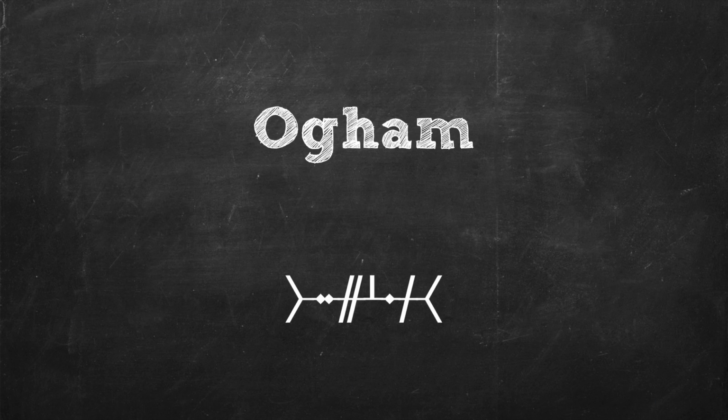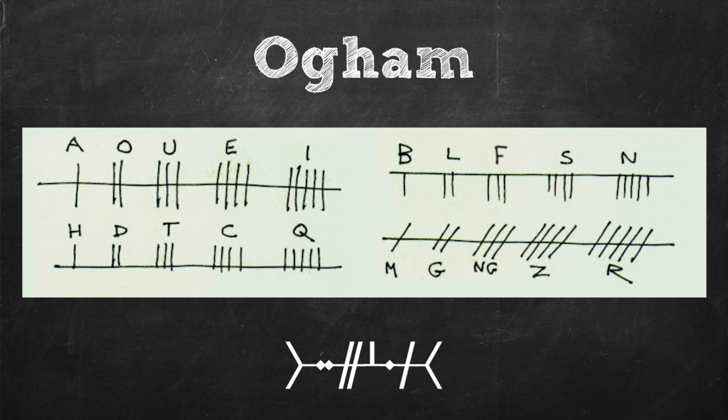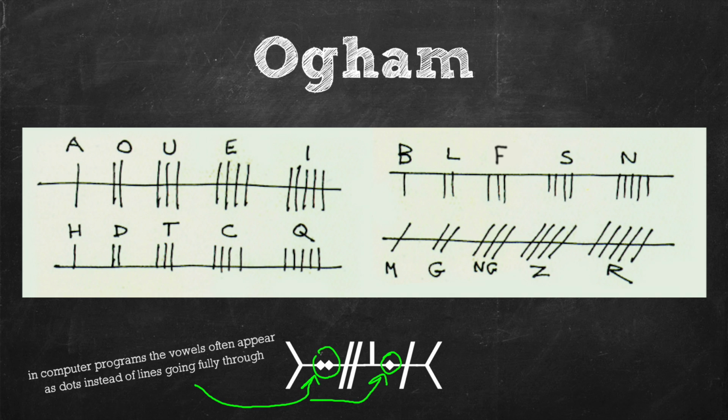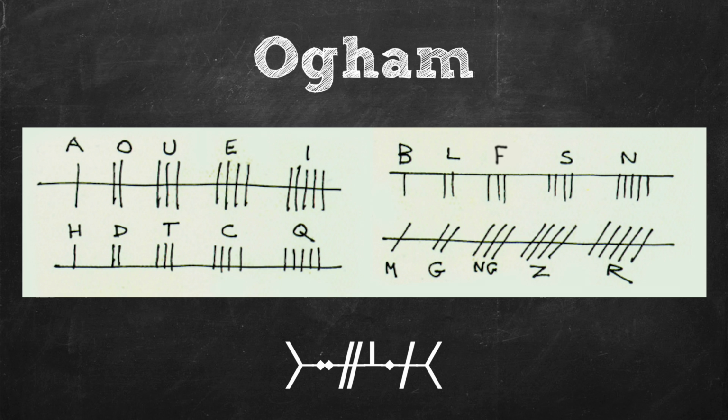Ogham is a line-based alphabet representing our Roman letters, and this is a translation of the original 20 runes of Ogham. All the Ogham characters are lines based around a center line. The lines that go through the center line are the vowels, the ones that go above are H, D, T, C, Q, below B, L, F, S, N, and all the way through like the vowels but slanted are M, G, N, G, Z, and R.